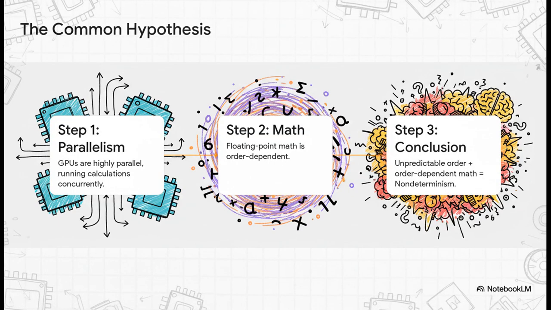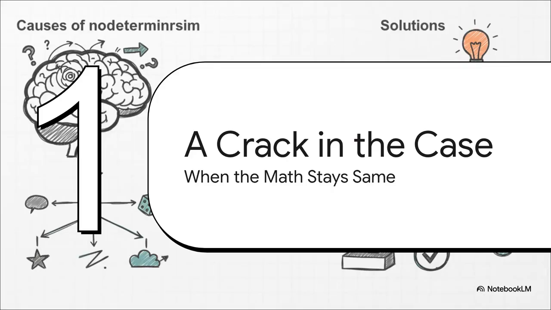Okay, so here's the theory everyone lands on. Step 1. GPUs are these parallel powerhouses, just crunching thousands of numbers all at the same time. Step 2. We know that floating point math cares about the order you do things in. So you put those two together and the conclusion seems obvious. All that parallel processing plus the quirky math, well, that equals unpredictability. It all makes sense. Case closed, right? Well, not so fast. Because when researchers really started digging into this, they found a huge flaw in that theory. A crack in the case, a piece of evidence that just didn't add up.